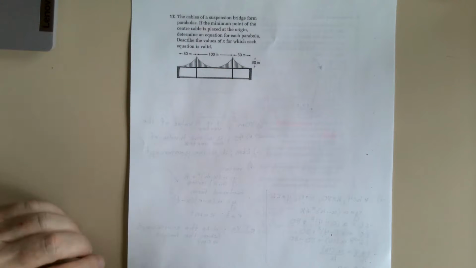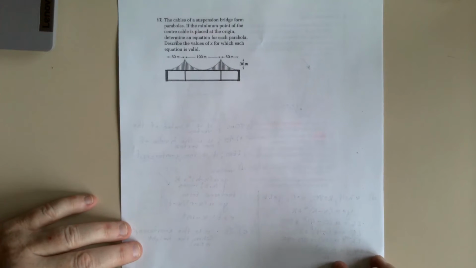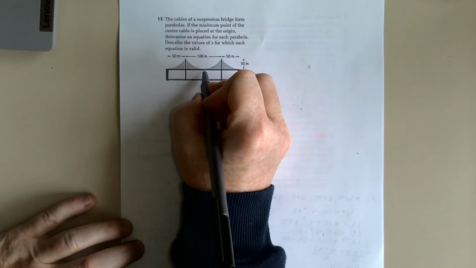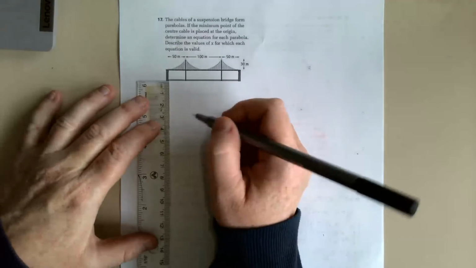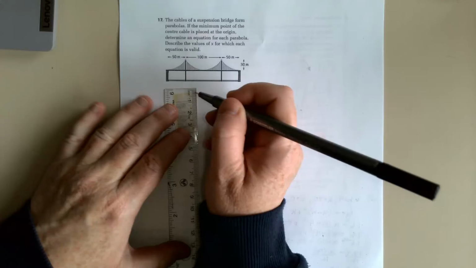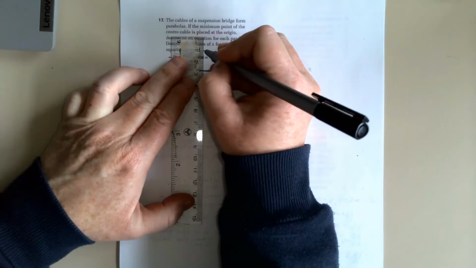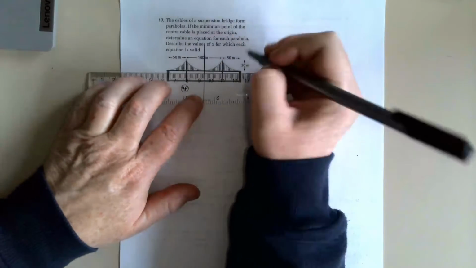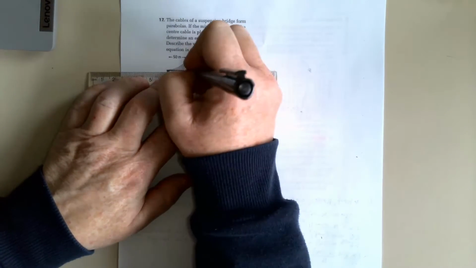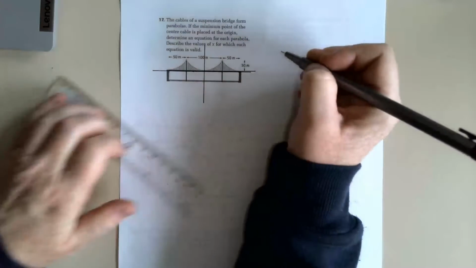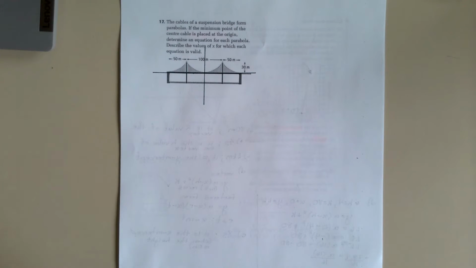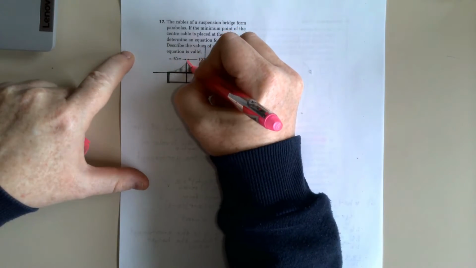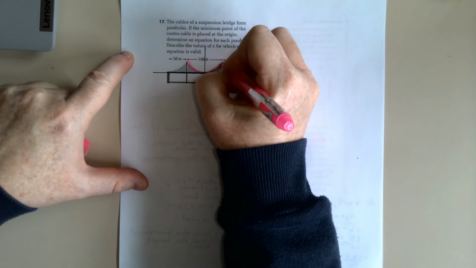So they're saying that this minimum point is going to be the origin. So let's go ahead and put an axis on our bridge. All right, so if I start with the center parabola, let's do this one.